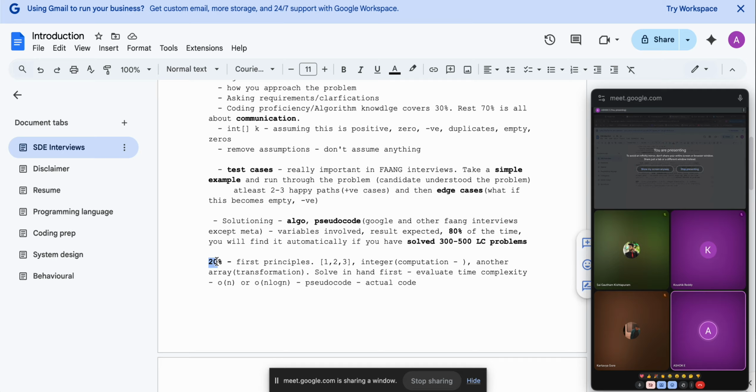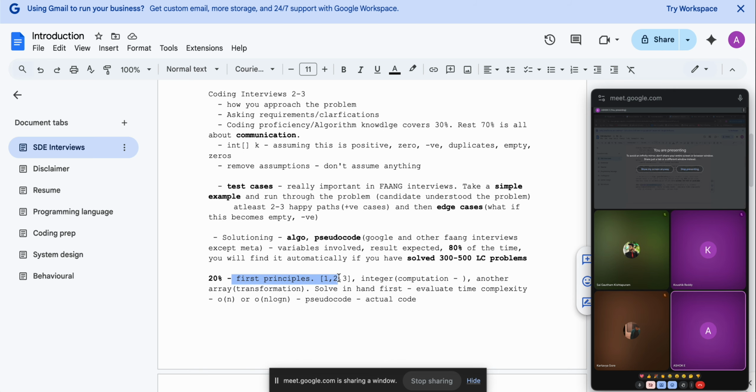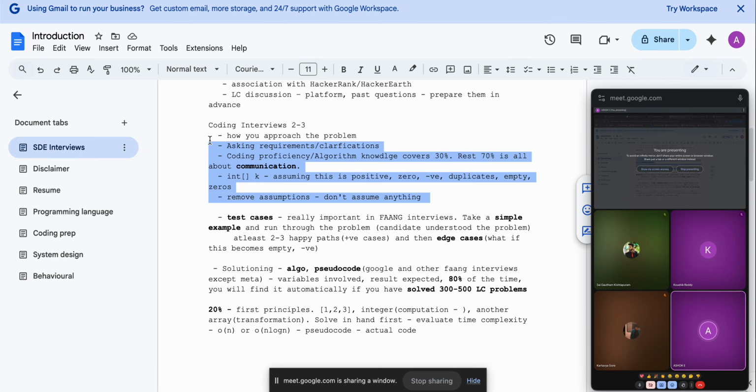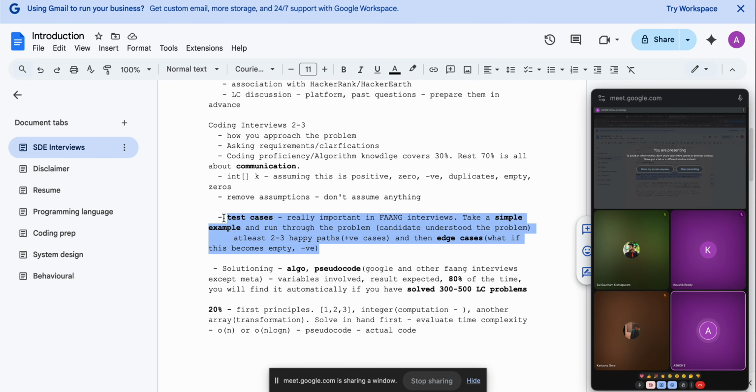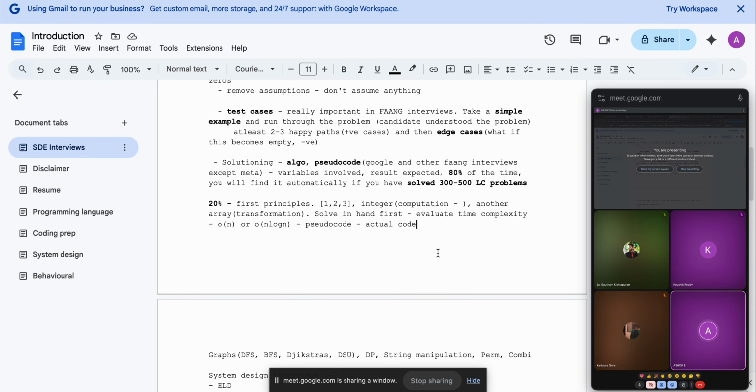For 20% of the time, this can happen on your unlucky day. On those days you need to rely on your first principles, solve it as if you're solving on paper and pen, and then try to convert it into pseudocode and then the actual code. But even for this case, problem exploration, removing assumptions, asking clarifications, as well as the test cases part, these are compulsory.